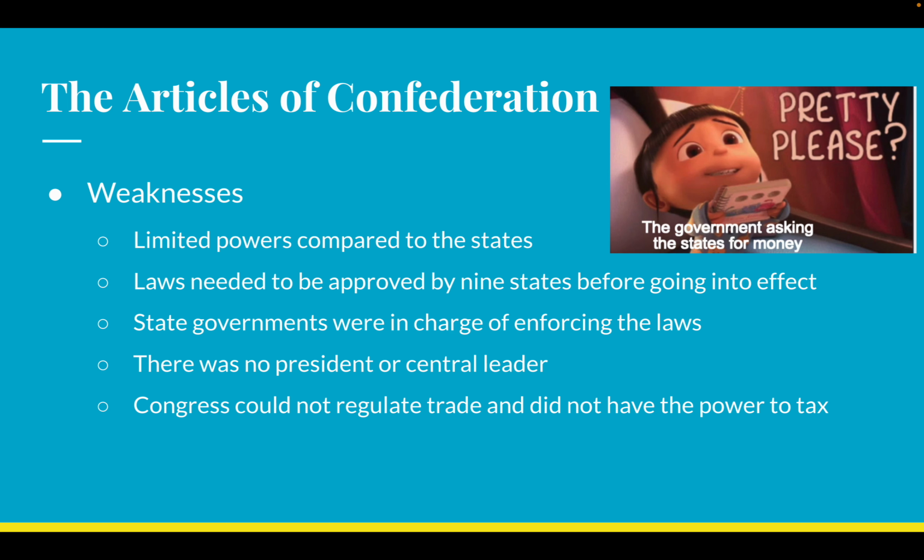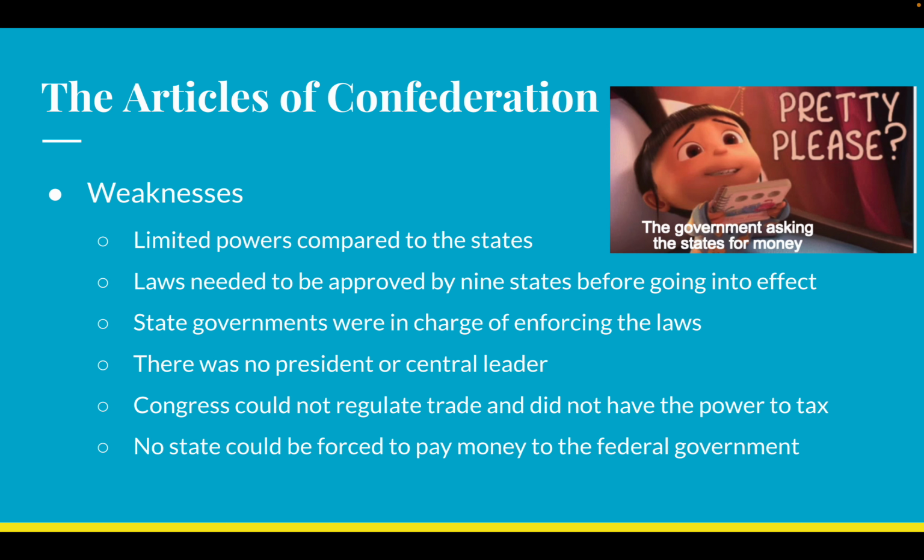Additionally, the government cannot regulate trade. Now, one of the big ways we're going to make money during this time period is tariffs. Tariffs are basically a tax on goods that come from other countries. If the government cannot regulate trade, the government cannot impose tariffs, which means the government cannot make money. So for a lot of the Articles of Confederation's existence, we're going to have basically no money as a country. Speaking about no money, no state can be forced to pay money to the federal government.